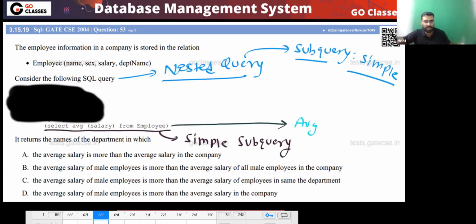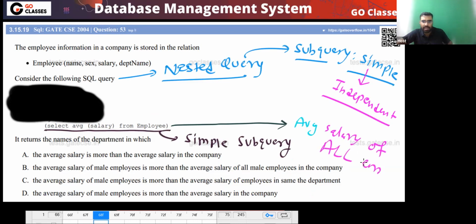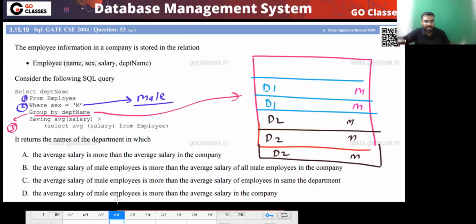Because remember, this is a simple subquery which is completely independent. Yes or no? So this is giving you the average salary of all employees, including females. Is this clear? The average salary of all the employees is what you are getting.